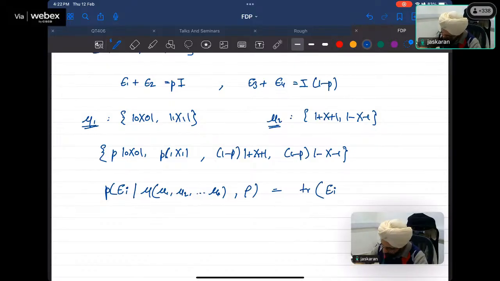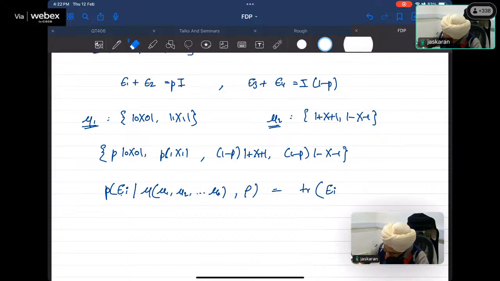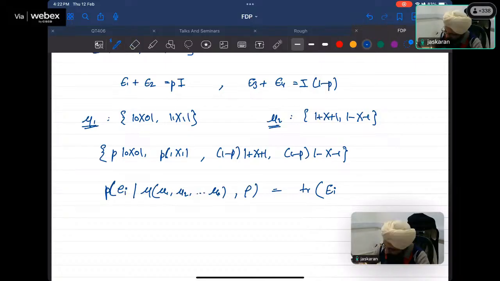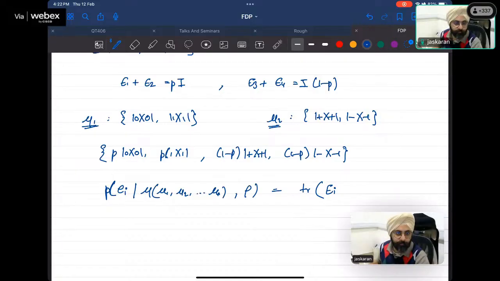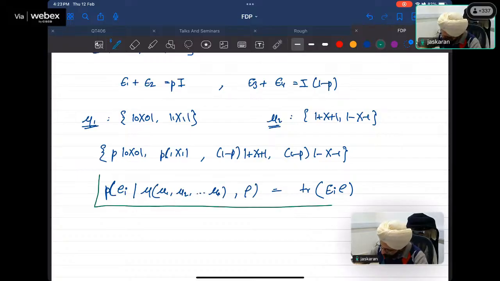So we take the operator E_i. Okay, let me just use a different notation for E_i here. This is confusing because E_i are operators and this is just a classical outcome corresponding to the operator E_i. So this is equal to the trace of E_i times rho. And as you can see, this is once again the Born rule. So the Born rule does not change; that is constant.